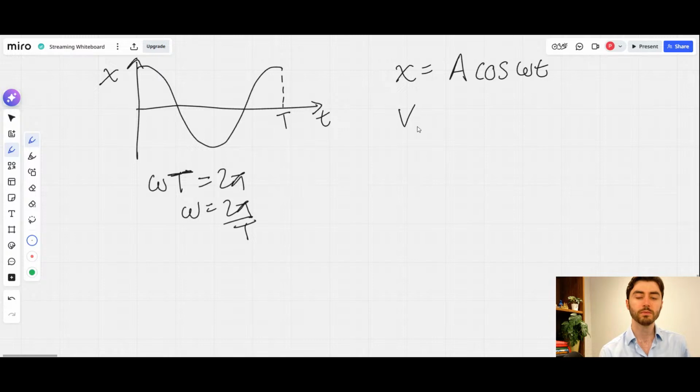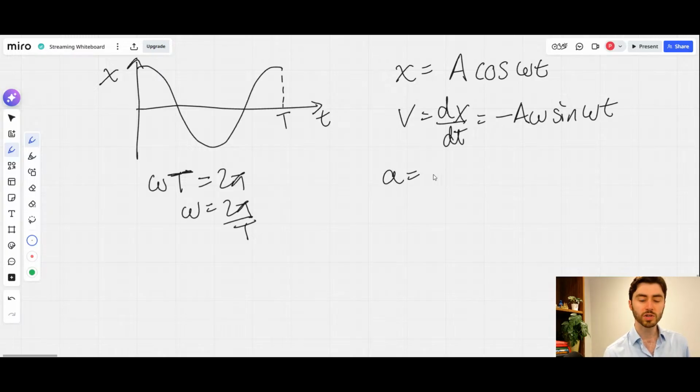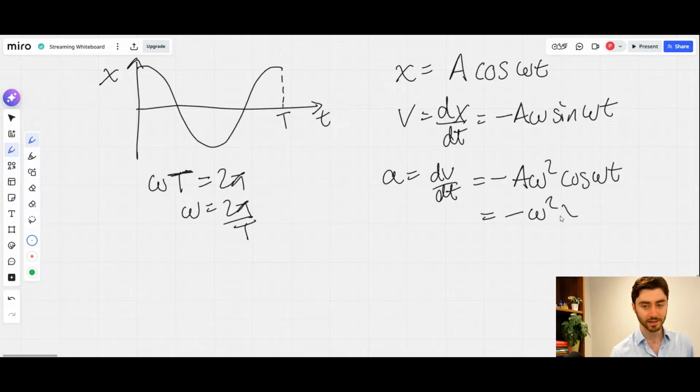Then we know that v is dx/dt. And for those of us doing A-level maths, you know how to differentiate this. This would become minus A omega sine omega t. And then the acceleration would be dv/dt. We can differentiate this again and get minus A omega squared cos omega t, which is equal to minus omega squared x. And so we can derive it from there using this first principles idea.